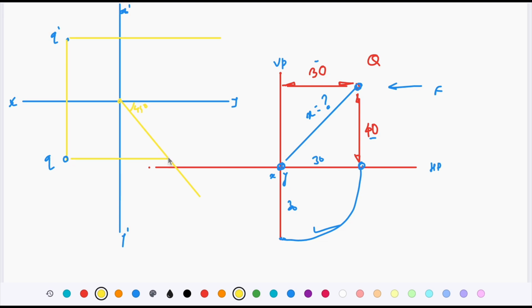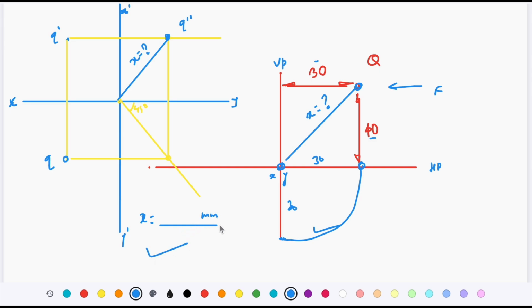Project this top view horizontally till this inclined line, and then project it vertically upward till it intersects the projection of front view. So this is going to be our side view. Now we need to connect it with the XY line, and we need to measure distance of this line. And once you get that distance, specify the distance in terms of millimeter, and that will be the solution.